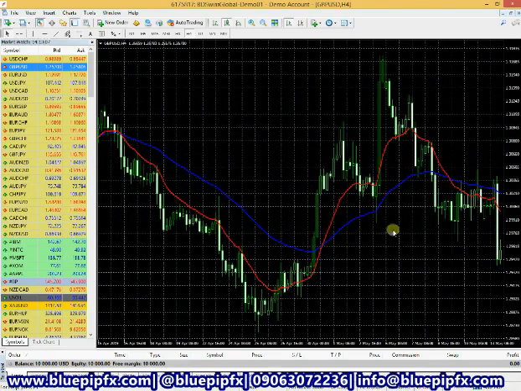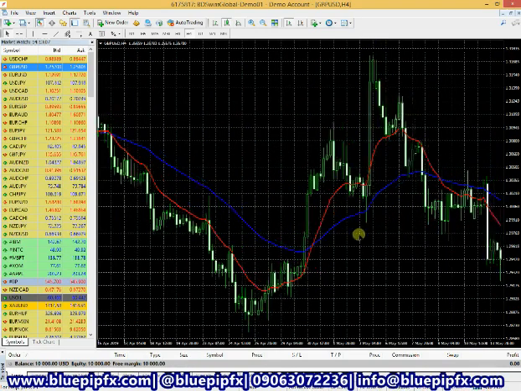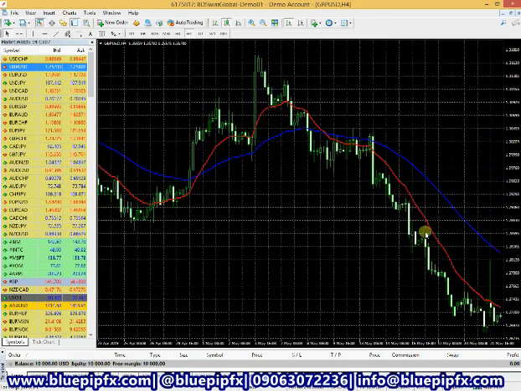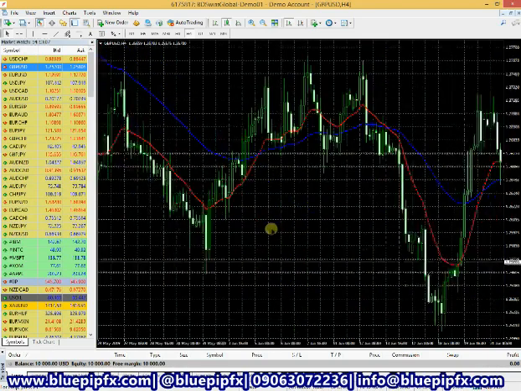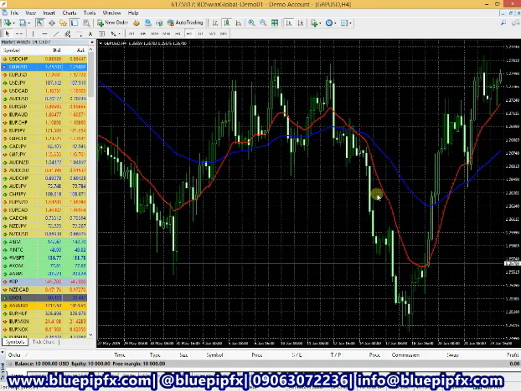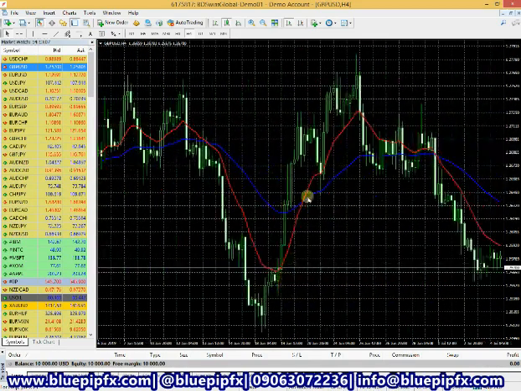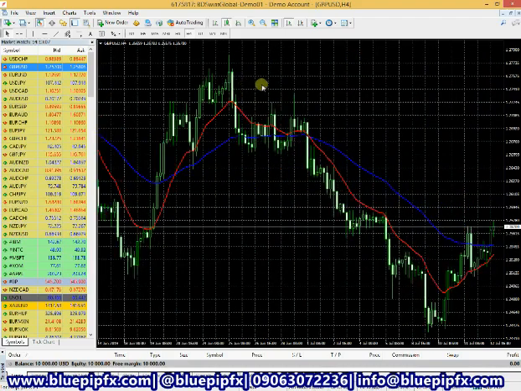When this cross occurred this way up, you see that it continued up. When it crossed down, it started going down. When it crossed back up, it started going up, and then it crossed down again. It fell all the way to this point, and then it crossed up, it rose to this point, it crossed down, it fell to this point, and now it's about to cross up again. If it crosses up, that means it will rise up again somewhere around here. So this is what the moving average crossover really is about.